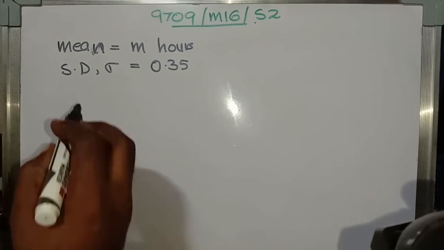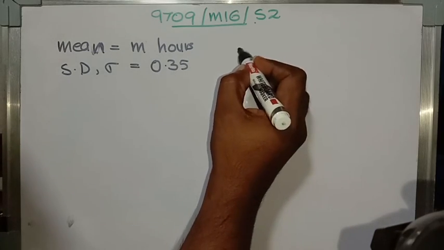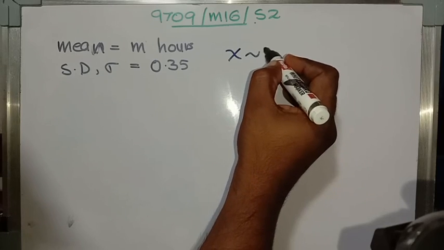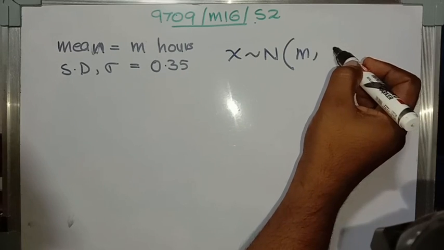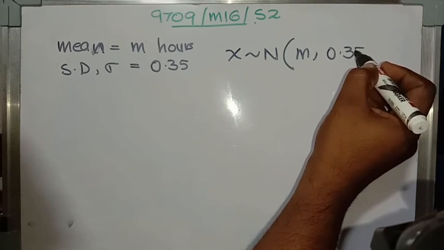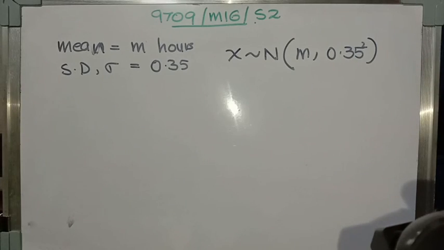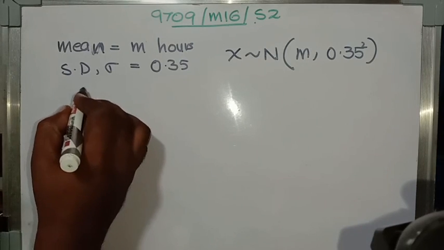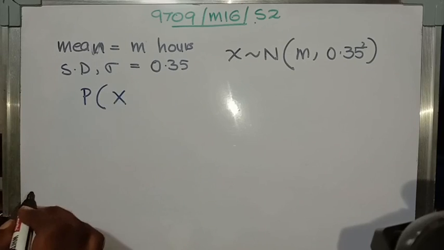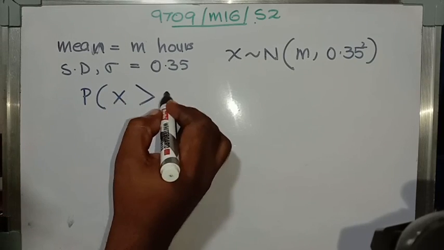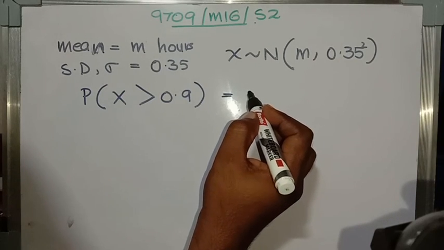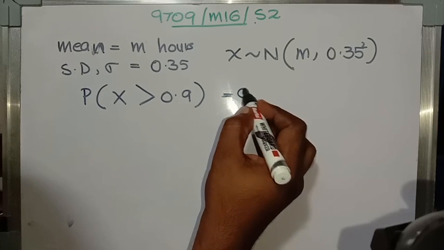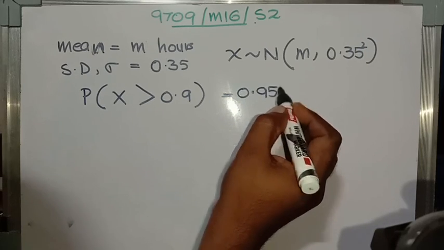So when we consider the random variable x, it has a normal distribution with mean m and variance 0.35 squared. And as per the question, probability of x greater than 0.9 hours is 95%. 95% can be written as 0.95.